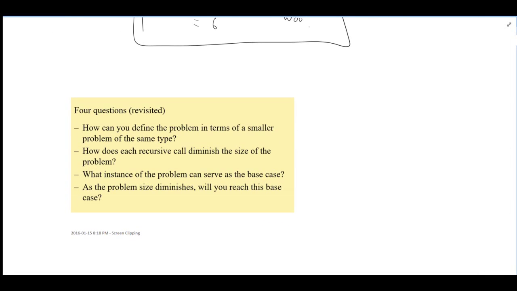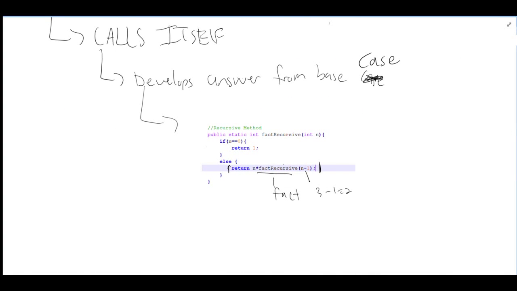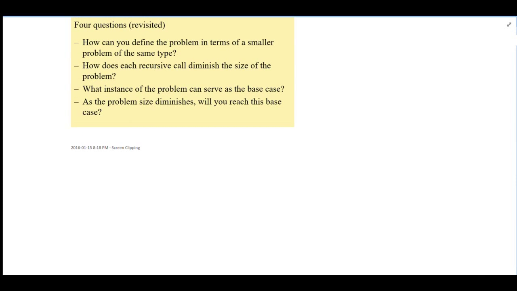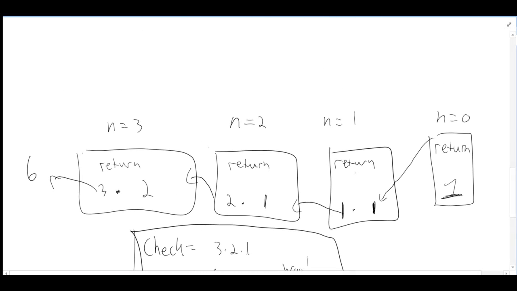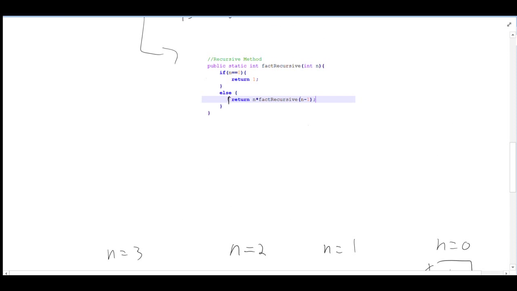I took this directly off his slides, but this is what you have to ask yourself every time you get a recursive problem. How can you define the problem in terms of a smaller problem of the same type? In the recursive function, this is how we did it. How does each recursive call diminish the size of the problem? Every call, we reduced the value of n by 1, so eventually it would have to reach the base case.